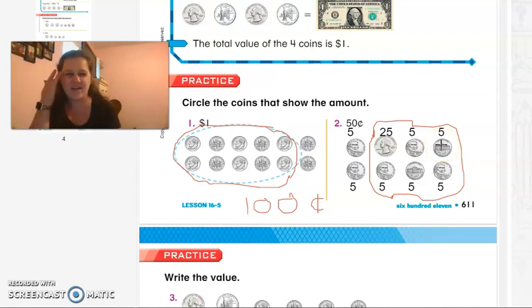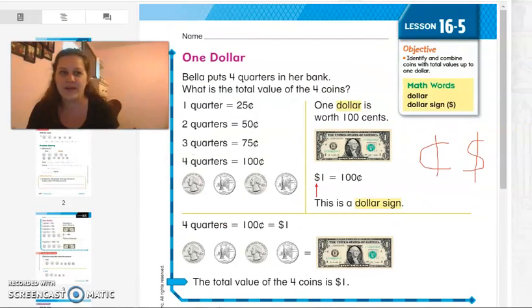All right, I have 35. I'm going to add 5 more. 36, 37, 38, 39, 40. Plus 5 more. 41, 42, 43, 44, 45. Plus 5 more. 46, 47, 48, 49, 50. All right, I just circled which coins show 50 cents. So make sure that you circle those coins in your page.